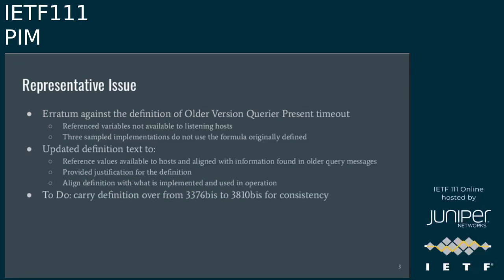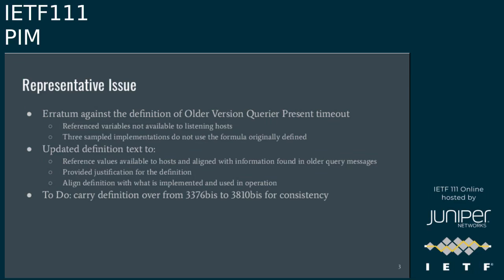Instead of talking about all the things, we have picked a representative issue on which the team spent a good amount of time. This is an existing erratum against the definition of older version query present timeout in RFC 3376. The older version query interval is the timeout for transitioning a host back to IGMP v3 mode once an older version query is heard on the wire. The problem here is that the variables referenced in the definition are not even available to the listening host.